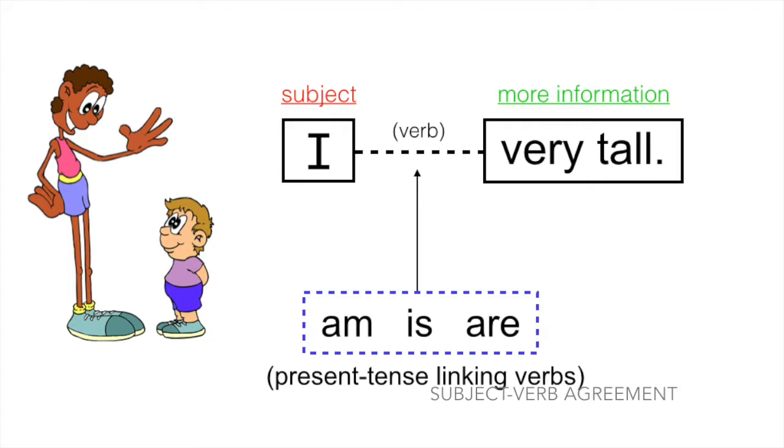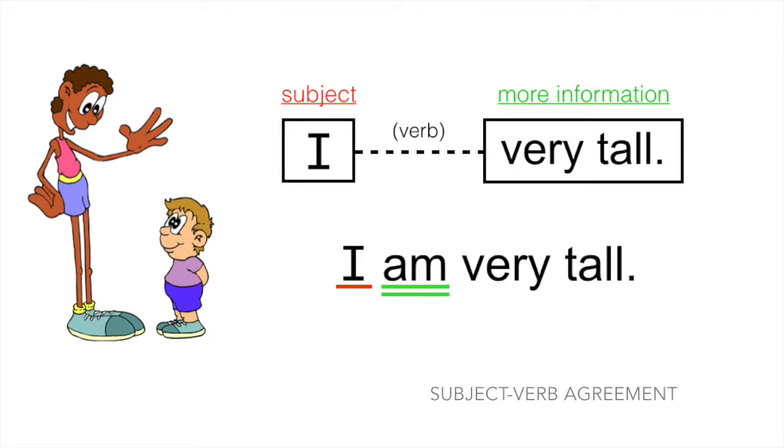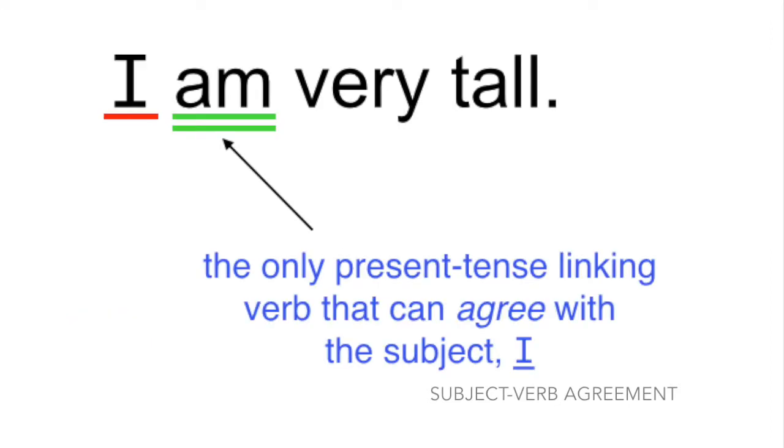However, since this is happening now, we need to use a present tense linking verb, which is am, is, or are. This time we'll just say the examples out loud. So I am very tall. That could work. I is very tall. That would not work. And I are very tall, which would definitely not work. So we know that the answer is am. I am very tall. Also, be sure to remember that am is the only present tense linking verb that can agree with the subject I.